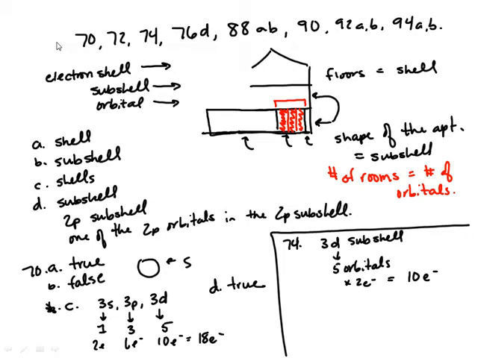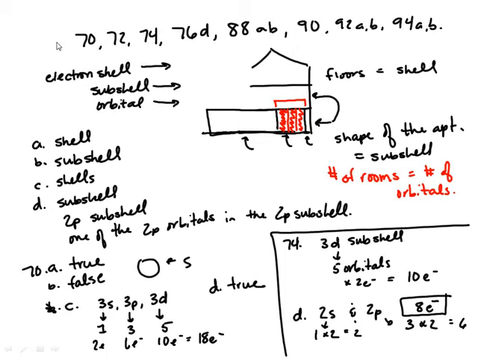For letter D, we're talking about the second shell. So now we have to consider who's in the second shell. The 2s subshell is in the second shell, and the 2p subshell is in the second shell. The 2s has one orbital, which takes 2 electrons, so that's 2 electrons. The p subshell has 3 orbitals, each of which takes 2 electrons, so that gives me 6. And I have 2 over here for a grand total of 8 electrons. That should be your answer to D.